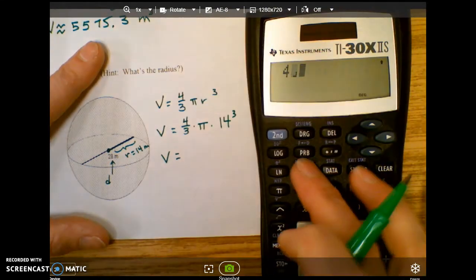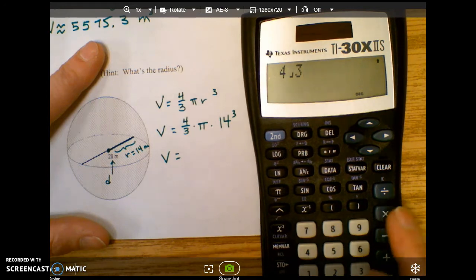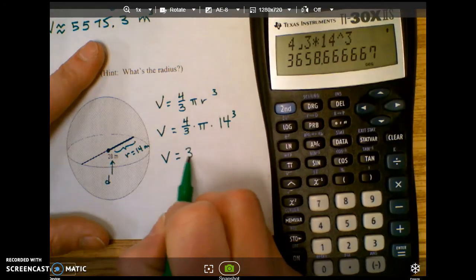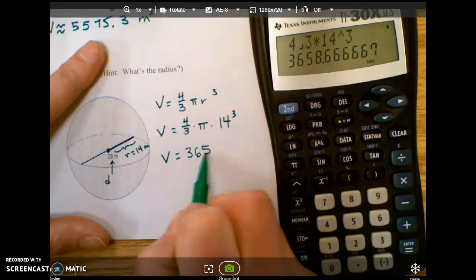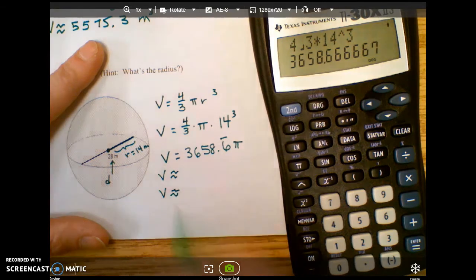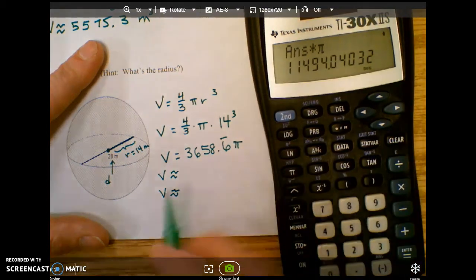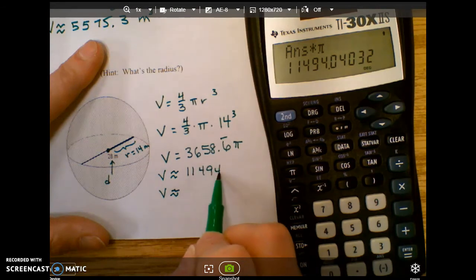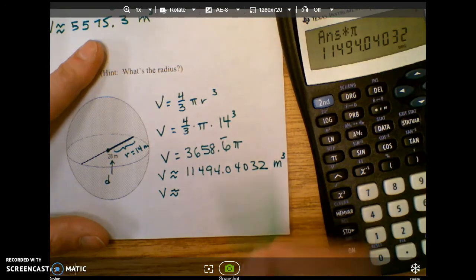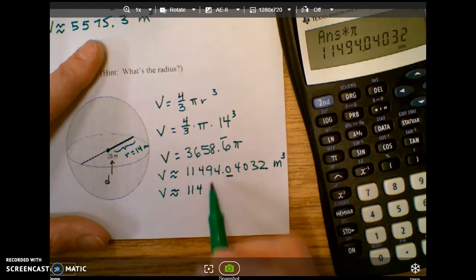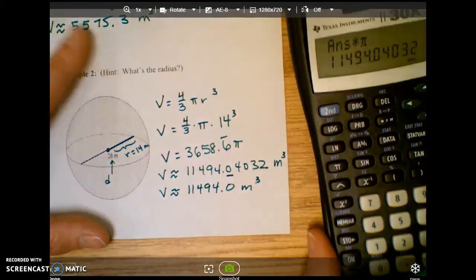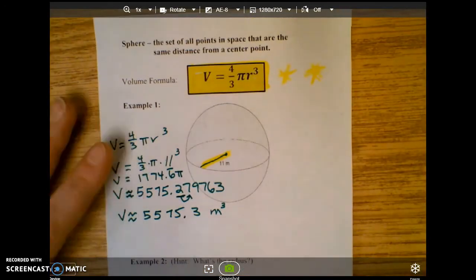Let's go ahead and do this in terms of pi first. So we're just going to type in 4/3 times our 14 to the 3rd power. And let's write that down in terms of pi first. So again, it's pretty messy, 3658.6 repeating pi. And then if we approximate by actually multiplying that by pi, we can see what the answer is without any pi in it. Okay, so this one is meters cubed, and if we want to round it to the nearest tenth again, we would say 11,494.0 meters cubed.